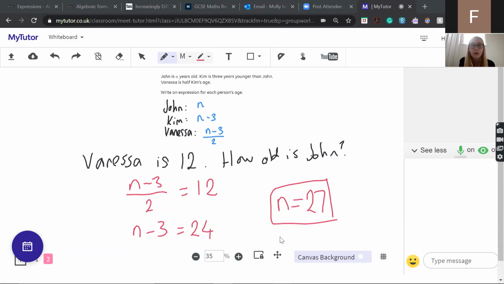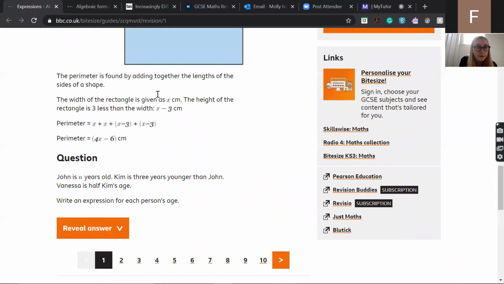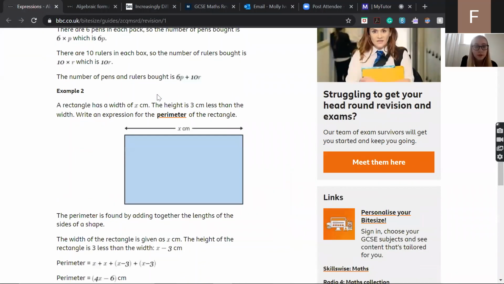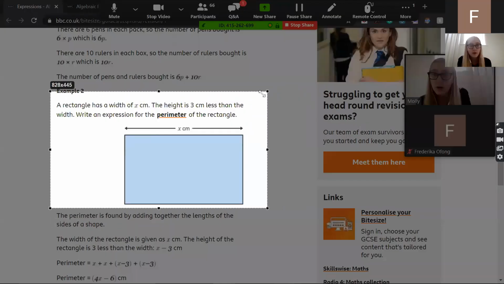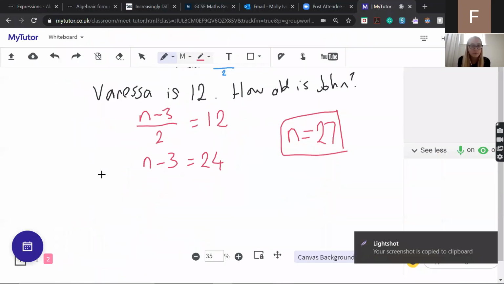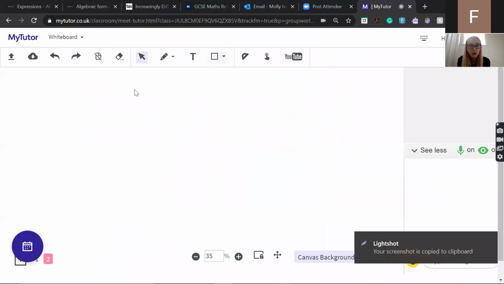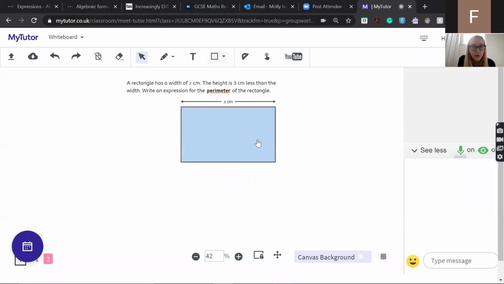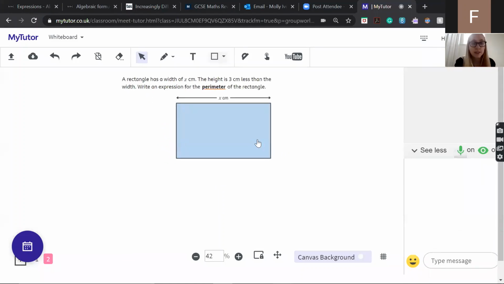Awesome, well done guys. So that's how we form expressions. I'll see if there is another one that we want to go over. Yeah, so for example, this here. A rectangle has a width of x centimeters and the height is 3 centimeters less than the width. Write an expression for the perimeter.